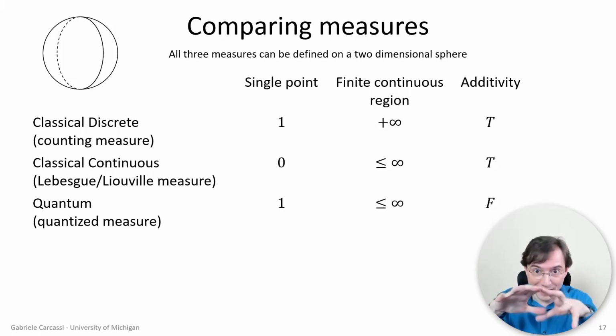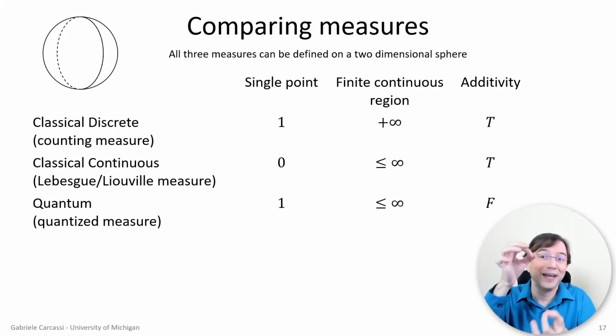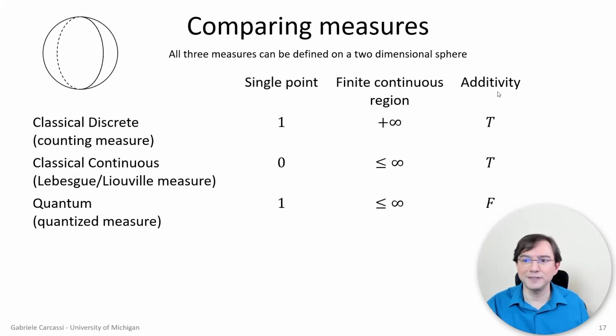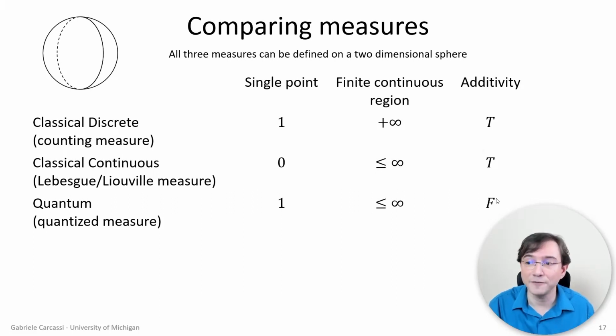This means that if we take the surface of the sphere, again, that state corresponds to 50% spin up and 50% spin down, which is the measure of two opposite orthogonal states, which, as we calculated before, means the measure is 2, which is finite. So the classical continuum and the quantum agree on giving a finite measure for a finite continuous region, where the classical discrete is different. And then of course we have additivity, and we saw the classical discrete and classical continuum are additive, but the quantum is not additive. And I find that this is really very interesting.